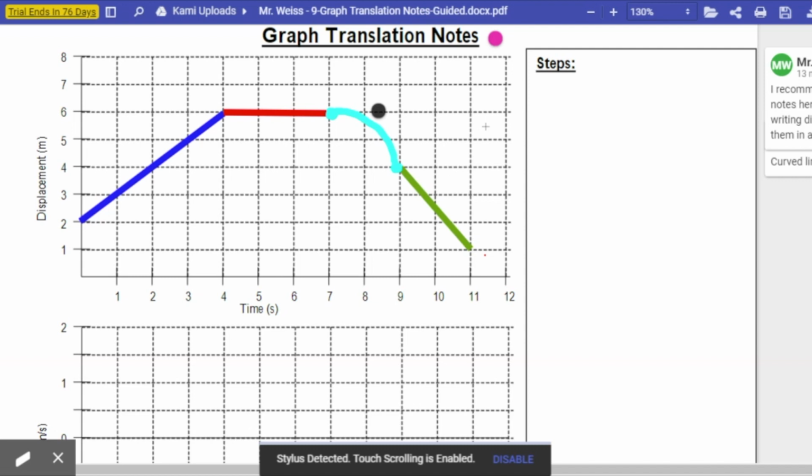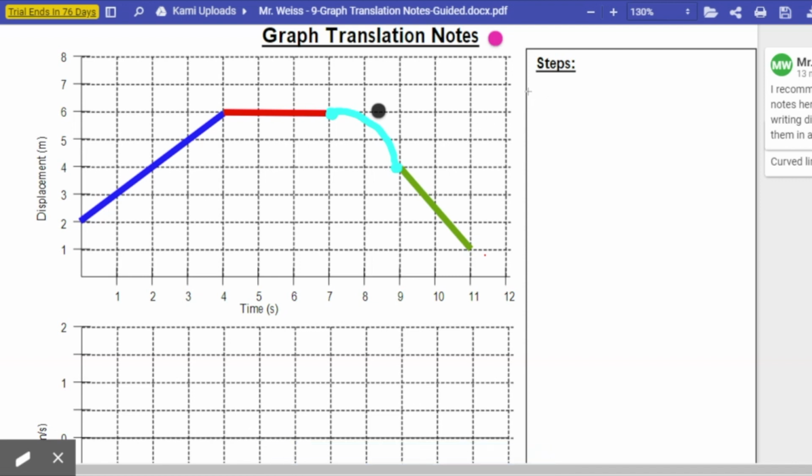So when we say graph translation notes, what we're really talking about here is looking at a motion graph and using the information in that graph to make another graph. Specifically, the graph that we're going to construct here is a velocity versus time graph. So we're going to take a displacement versus time graph, use the information there, make a velocity versus time graph, and then do the same thing with the information in the velocity versus time graph and build an acceleration versus time graph. We'll show exactly what key pieces of information we need in order to do that in just a sec.